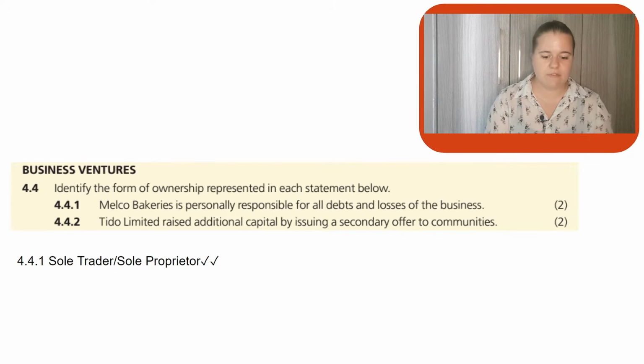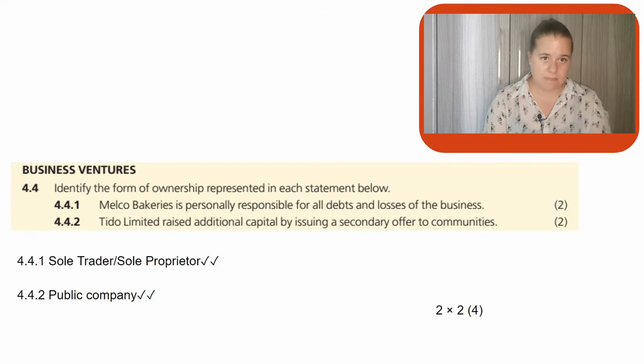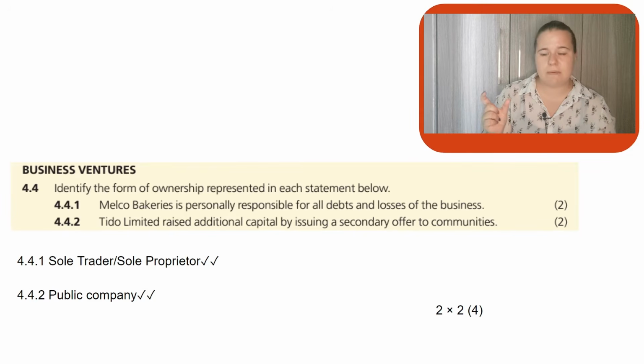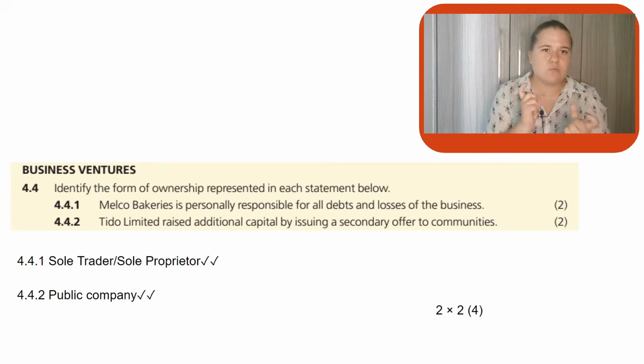Just be careful there. Then Tito Limited, there's already your keyword, raises additional capital by issuing a secondary offer to communities. The answer is public company. Remember, we said a public company needs to end with limited or LTD. So do you see these small little keywords that just pop out at you that might help you to trigger the information that you have studied? So 2 marks each, 4 marks for this question.